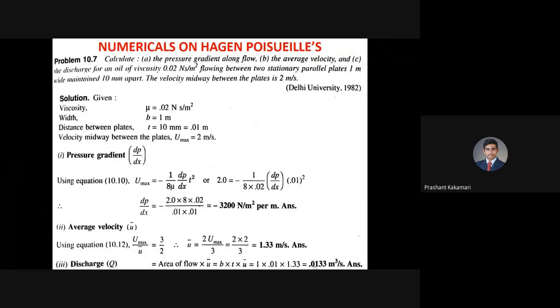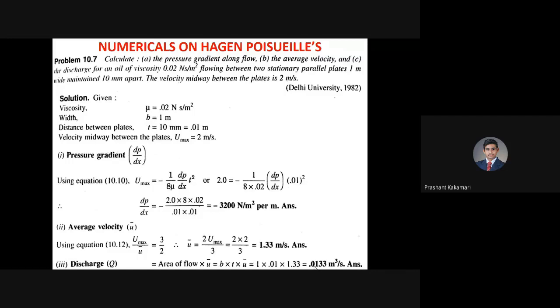So you can note down these problems. These are the numerical examples on laminar flow in the pipe using the Hagen-Poiseuille's equation. So first problem is calculate the pressure gradient along the flow. Whenever this term comes, pressure gradient along the flow, it will be the Hagen-Poiseuille's equation, which indicates P1 minus P2, the pressure gradient. So that equation you have to recall.